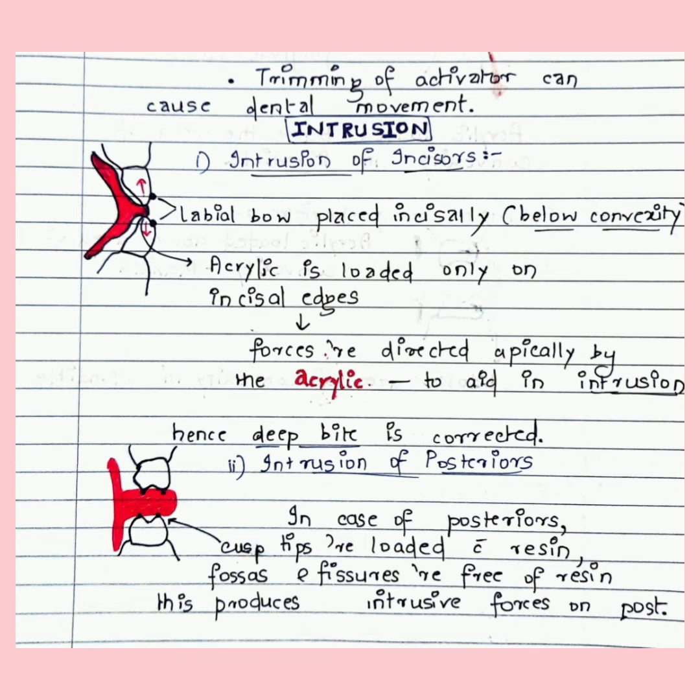Second, trimming for intrusion of posteriors. In the posteriors, only the cusp tips are loaded with the acrylic. We do not place the acrylic in the fossae and fissures. They are free of resin. Again, this produces intrusive forces on the posteriors, and then they intrude or go inside.